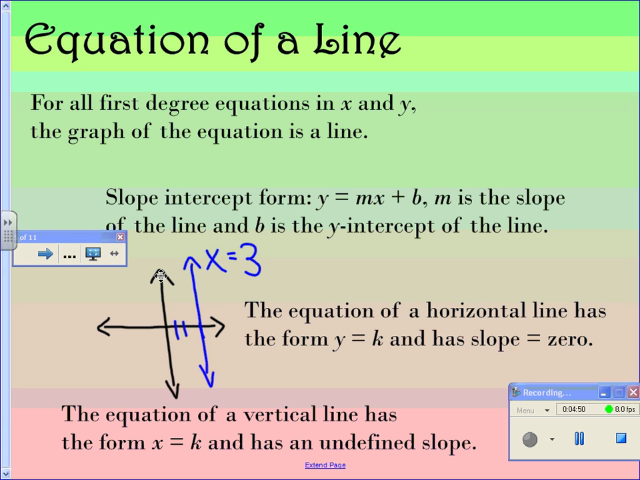If it's a horizontal line, you can still write it in the form y equals mx plus b. It'd be y equals 0x plus a number. Does that make sense?